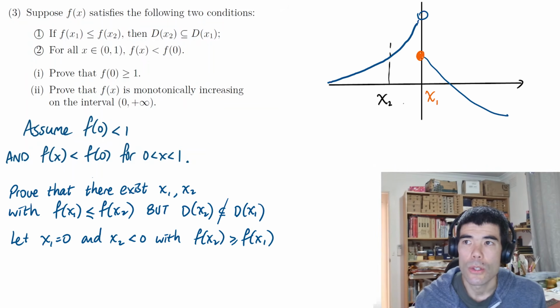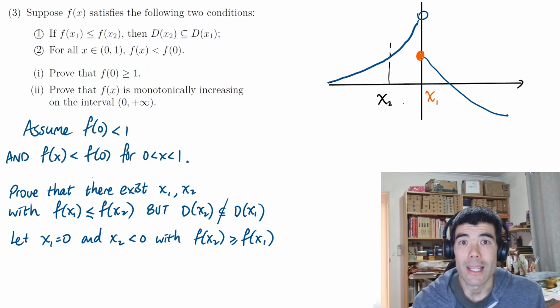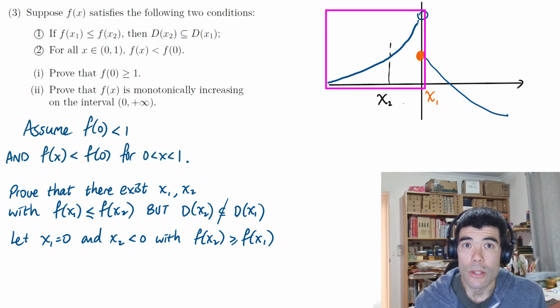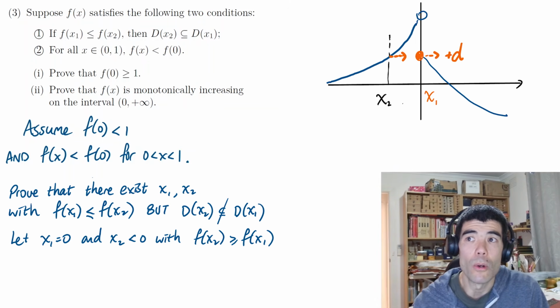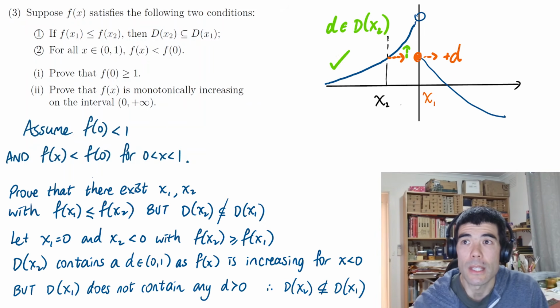So what we can do is choose x2 to be less than 0, where f of x2 is greater than or equal to f of x1. We know we can do that because we're assuming that f of 0 is less than 1. But we know that to the left, where x is less than 0, y is equal to 2 to the x. It actually approaches y is equal to 1 as x approaches 0. So we can definitely find that x2, and from that x2 we can add a small positive d value such that we move uphill. And so then that d value would be in capital D of x2.